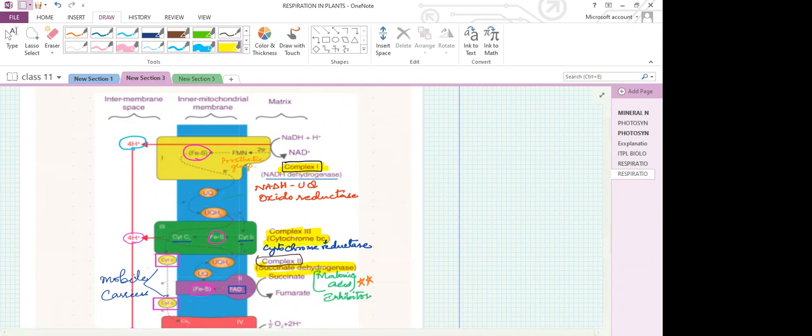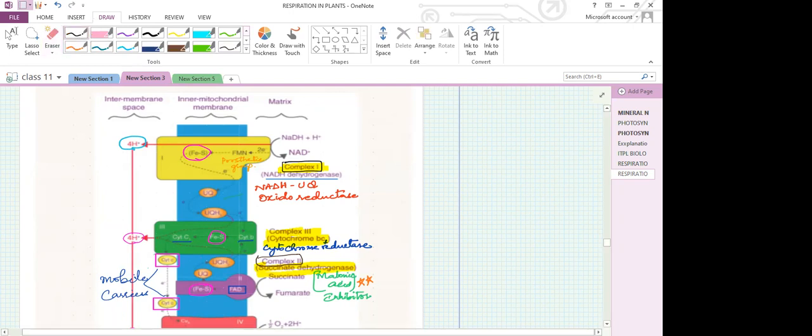So what's the speciality about this particular complex? How is it different? Between complex 2 and complex 3, what do you find? What can you see? If you have learned this already, you can see this. Ubiquinone. Exactly. We discussed all about ubiquinone.